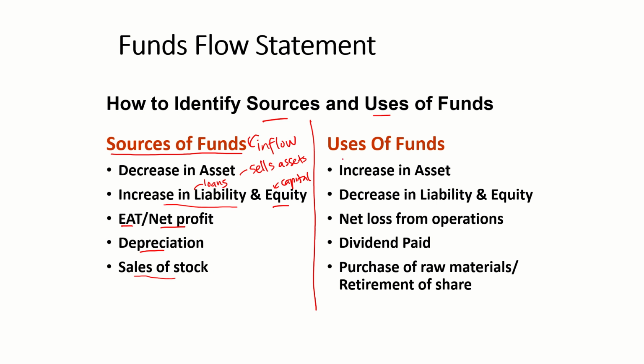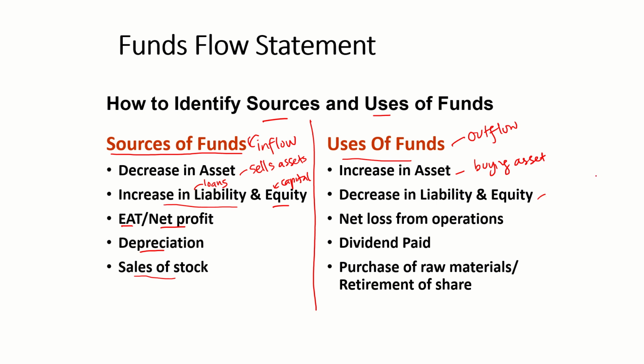Then we see the uses of fund, how the firm is using the fund. The first one is increase in asset, which means buying asset. Of course, when buying assets, we take out the money to buy the asset. So, the funds outflow. The money goes out because we buy assets. Then, decrease in liability and equity.